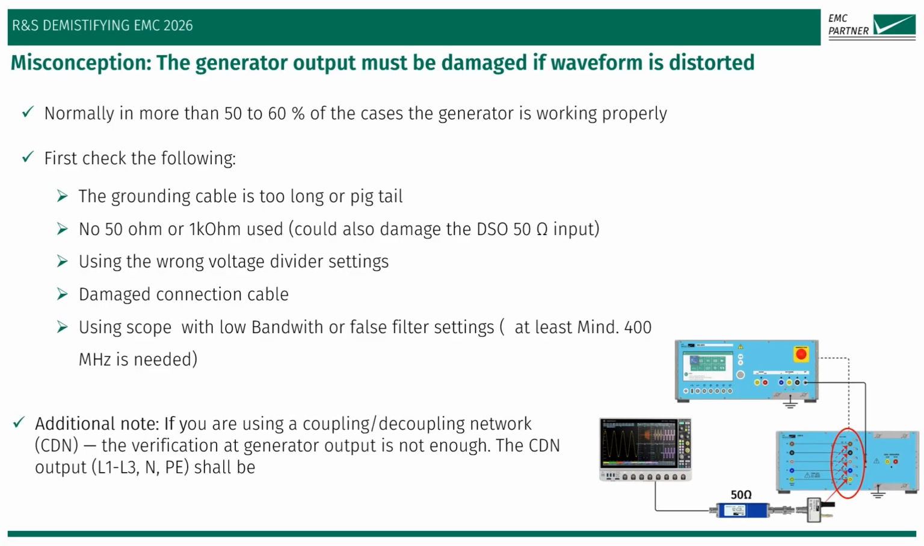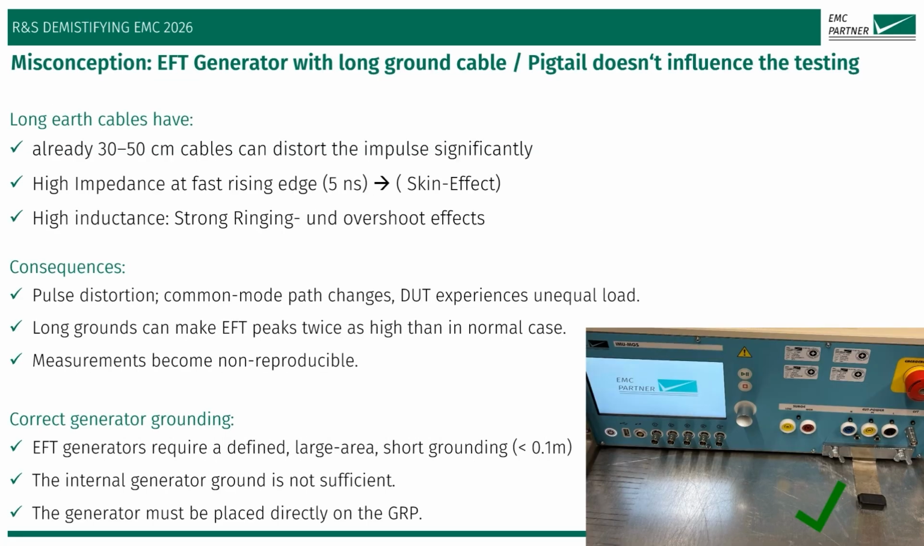In addition, when a coupling-decoupling network is used, verification at the generator output alone is not sufficient. The waveform must also be verified at the CDN output, as you see in the picture at the bottom of the slide. The common misconception in labs is that the length of the generator ground cable has no significant impact on the test results or verification. In reality, even cables as short as 30 or 50 centimeters can significantly distort the test impulse.